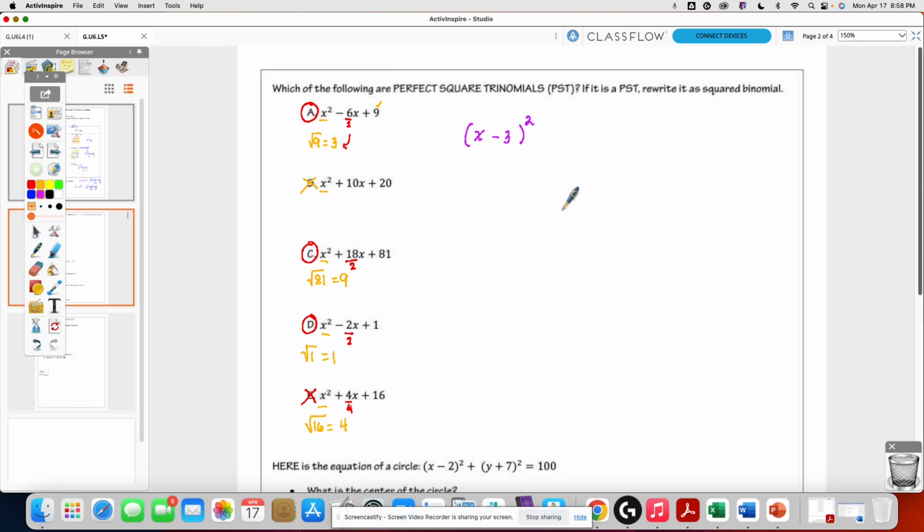Okay? Now, letter C, squared of a binomial. Again, the first term is x. And then 18 divided by 2 will give you 9. And then for letter D, okay, first term is x. And then negative 2 divided by 2 will give you negative 1. So these are the squared binomials that are equivalent to the following perfect square trinomials.